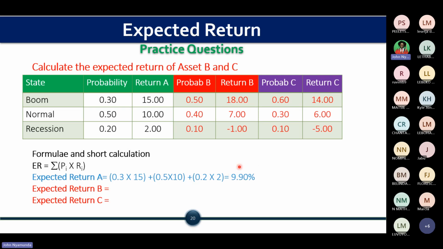Ladies and gentlemen, if you are with me, you already know that your question is this one, B. And if you finish B, you can go and do C. So all you are doing is like this: 0.3 times 15, 0.5 times 10, 0.2 times 2, then you get 9.9. You do your thing here, and you get your answer. Let's do that quickly and post in the chat. So we are doing what is the expected return for B and what is the expected return for C.